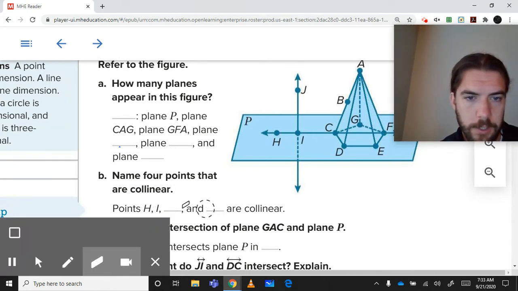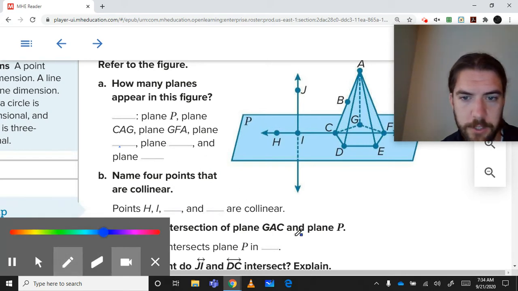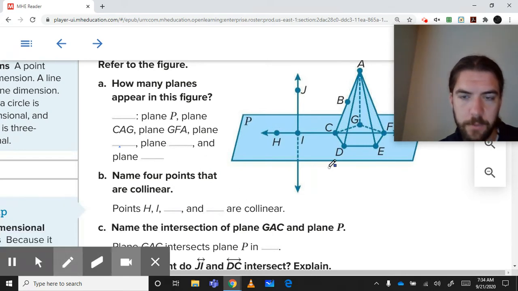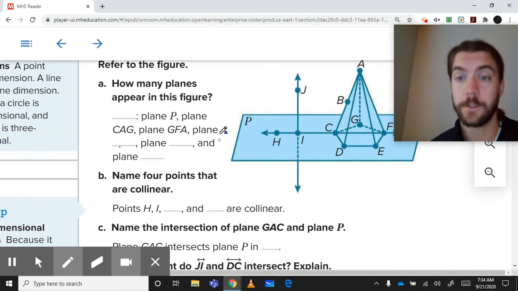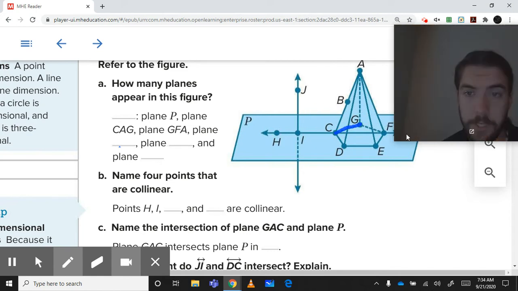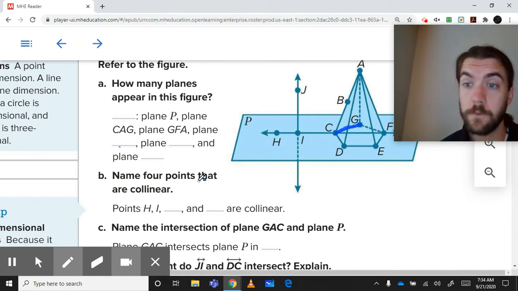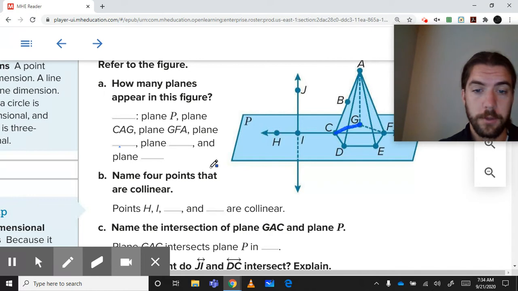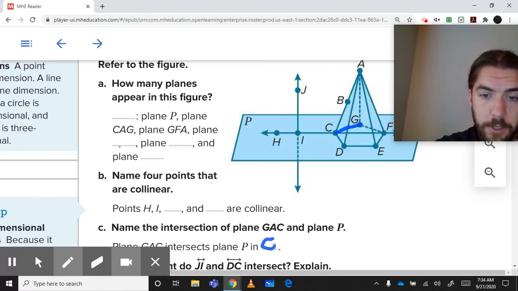Okay, how about we name the intersection of plane GAC and plane P? So which one was GAC? Well, GAC was G in the back, A up top, C on the left, so it's this back triangle, and plane P. Well, where do those two intersect? The only place where you get both of those planes being represented is from C to G, right? That is in plane GAC, it's in that plane. It's also in plane P. And as we said before, the intersection of 2 planes just gives us a line. So it gives us the line CG.